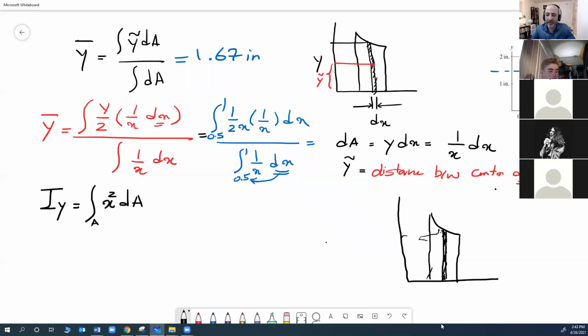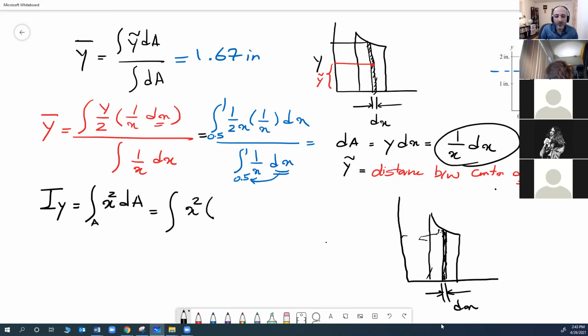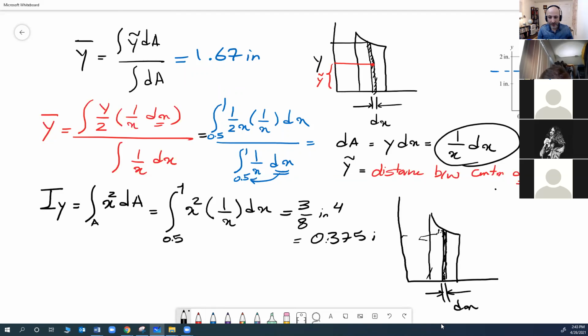If you take it parallel to y, your life is going to be much easier. We already have dA, dx, y, so this is our dA. We already have that. So it's going to be x squared, 1 over x dx. The bounds of the integral are still 0.5 to 1 inch, and that's it. So the result of this integral is going to be 3/8, or 0.375 inch to the fourth.